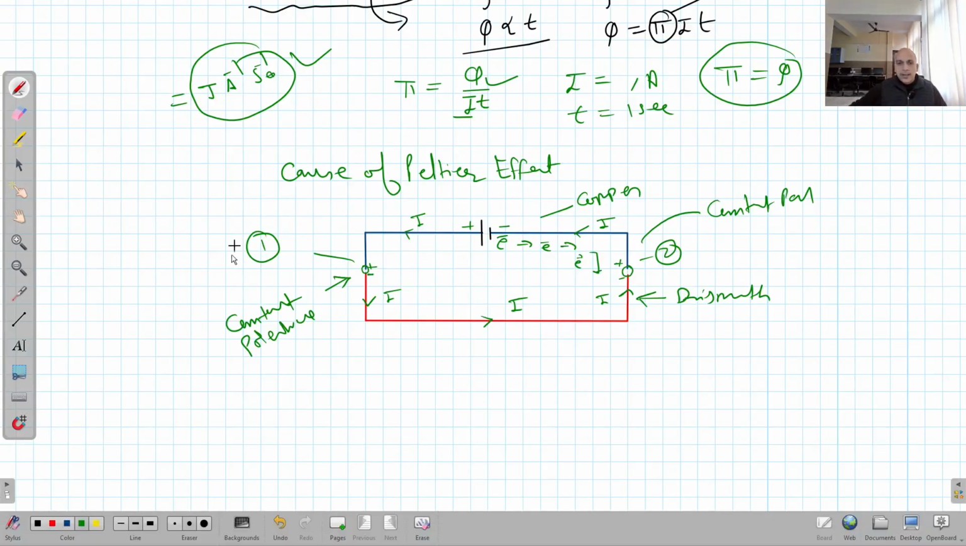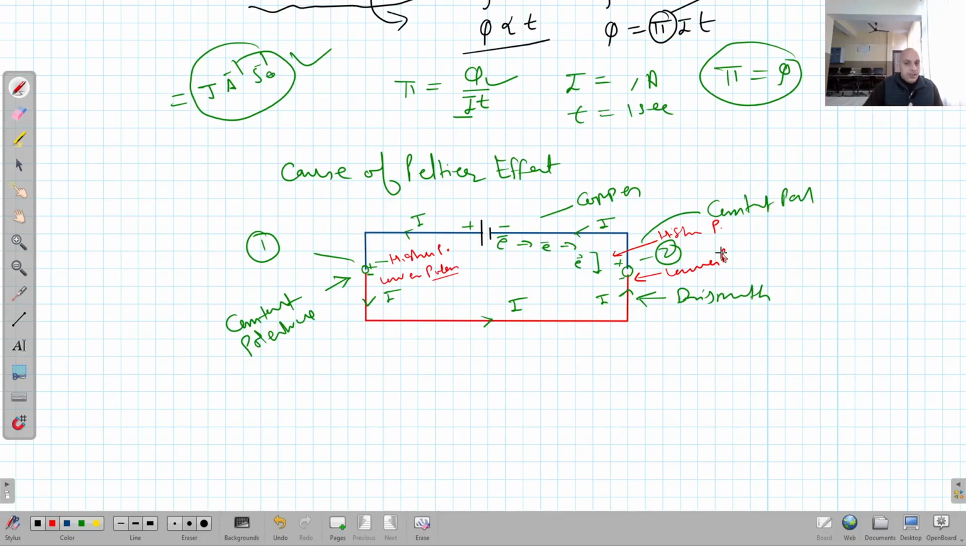We know very well that the positive terminal is higher potential, and this is lower potential. Clear? And it is again here higher and this is lower, right? So you can see here that at one junction the electrons are going from higher potential to low potential. At the other junction, electrons are going from lower potential to higher potential.